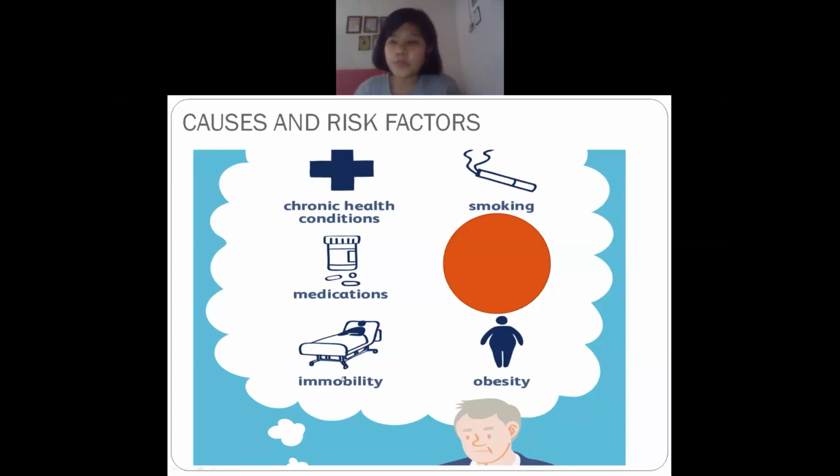Next is immobility. Immobility means what? If a person stays in one place for too long, what happens? Obviously, the blood circulation won't be normal, the blood flow won't be normal. So that's why a person is prone to have this superficial thrombophlebitis. Immobility means if a person stays in one place for a longer period of time.